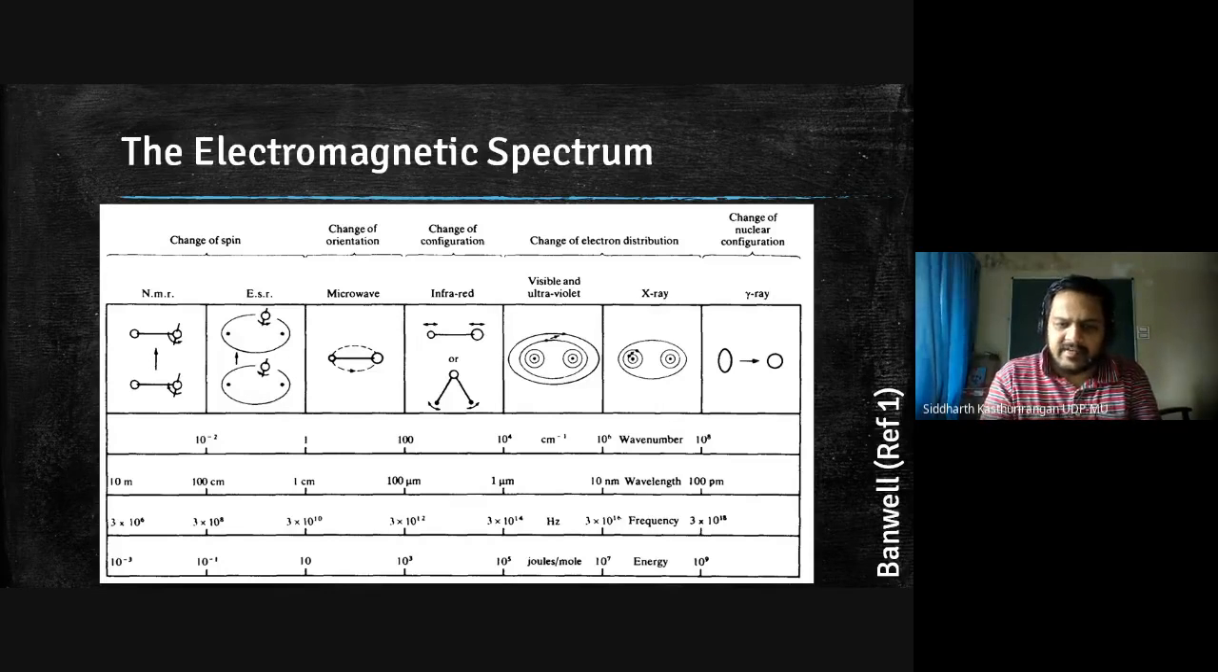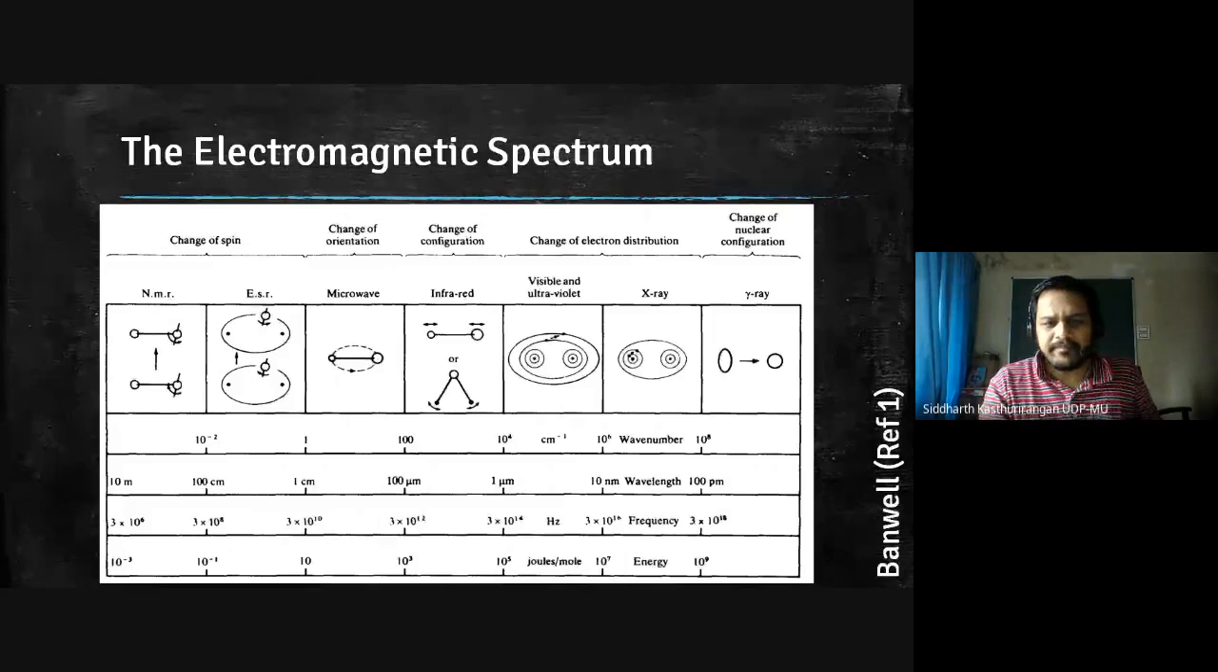Some other properties you cannot probe, like ionization potential, etc. Some other spectroscopies are needed. Again, molecular identification of some specific modes requires you to do ESR or microwave spectroscopy. But we'll come to those one by one if we get time. Okay. Right now, our focus is on nuclear magnetic resonance and infrared.